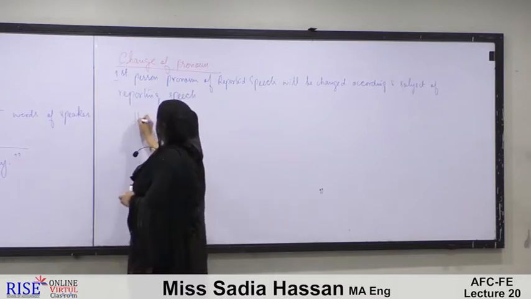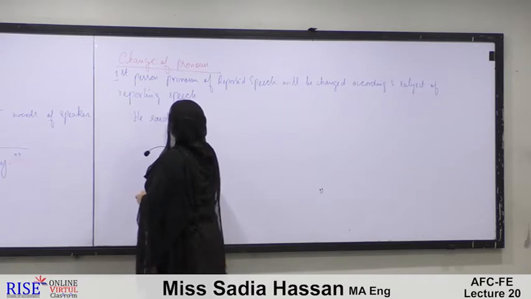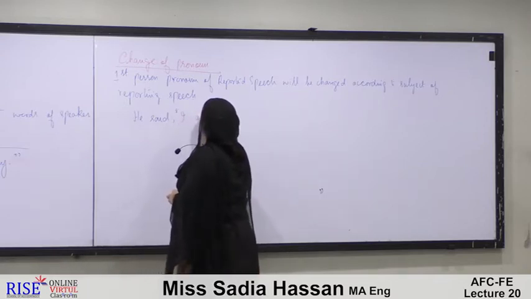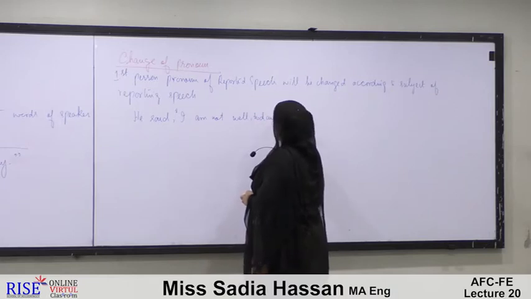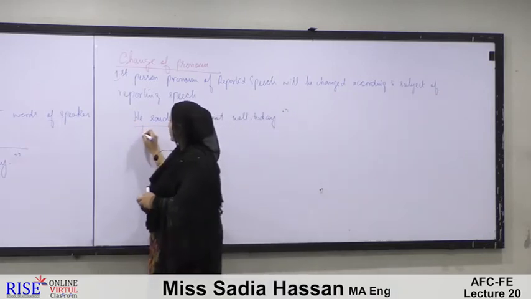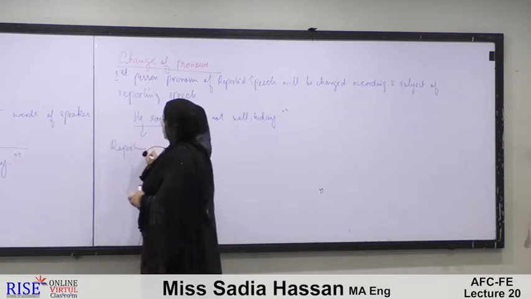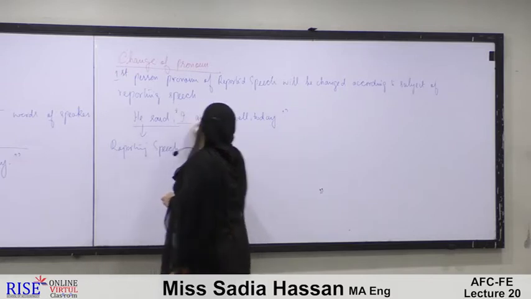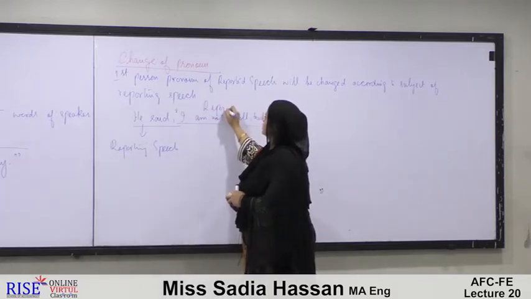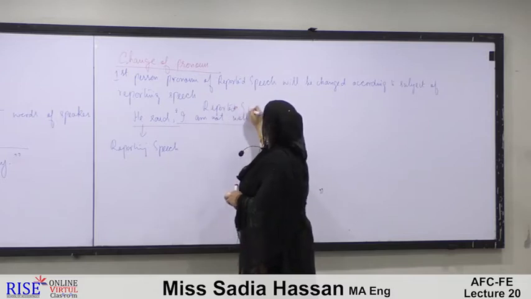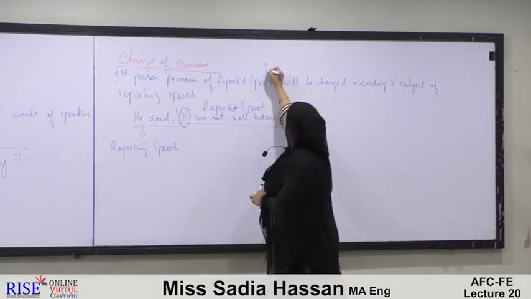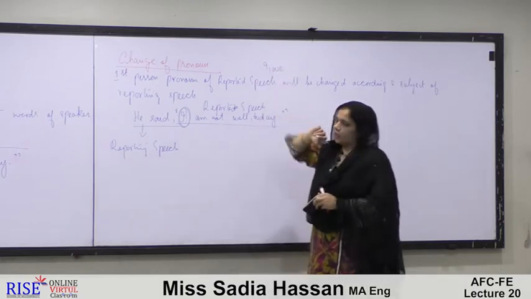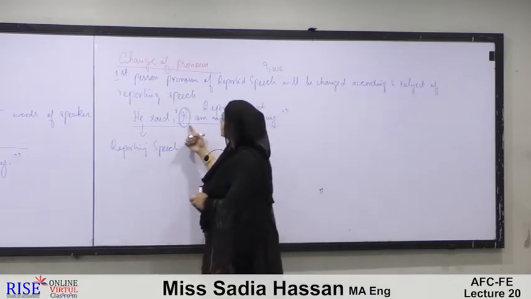For example, he said, "I am not well today." This is called reporting speech, and this is called reported speech. This is called first person pronoun. Which are first person pronouns? I and we are called first person pronouns. This first person pronoun of reported speech will change according to the subject of reporting speech.